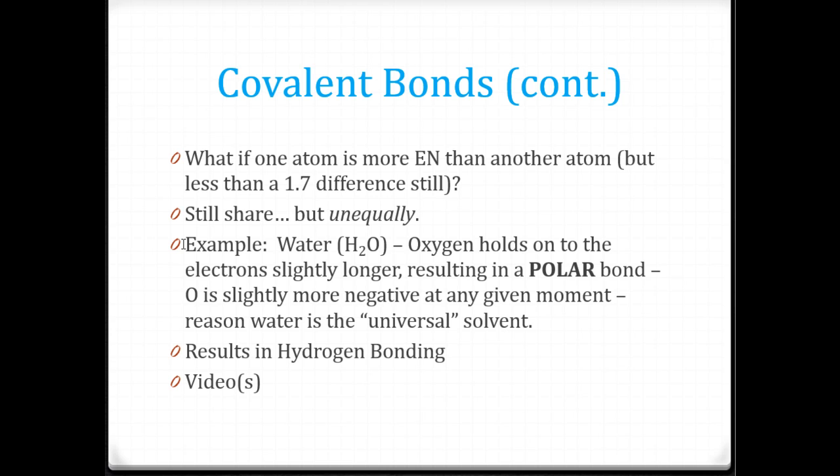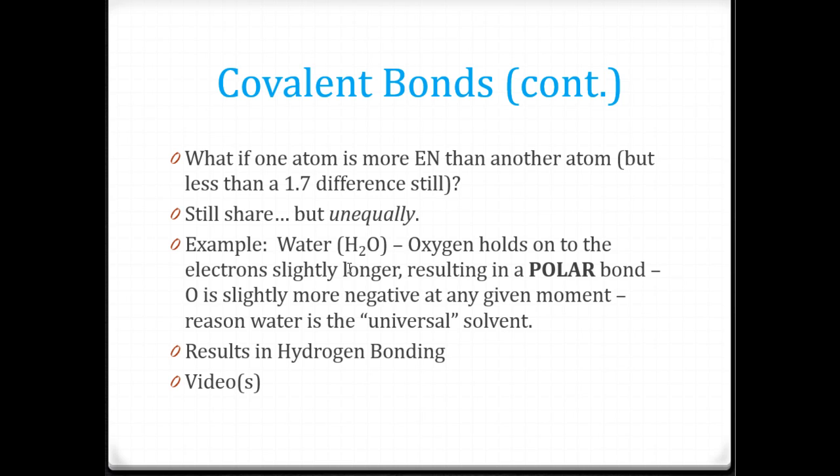So when we look at H2O, the oxygen is holding on to the electrons slightly longer. The reason for that is oxygen is more electronegative than the hydrogen. Remember, hydrogen's all the way on the left, oxygen almost all the way to the right. So as we go across the periodic table, you increase your electronegativity. So oxygen is more electronegative than hydrogen, meaning it pulls electrons closer to it most of the time.